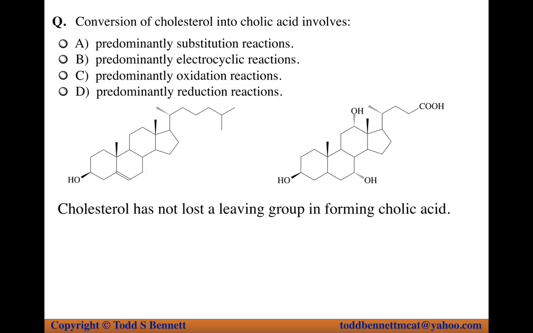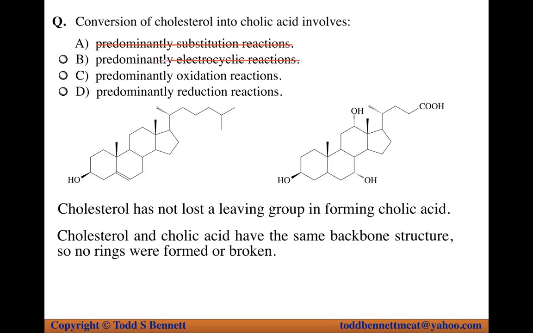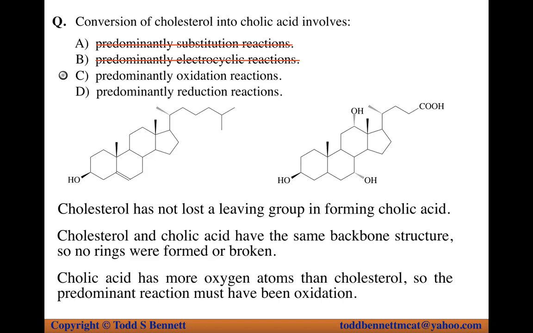So best answer, it's not substituting, it's not forming new rings, and it's been oxidized rather than reduced. So the best answer, C, is in cool.